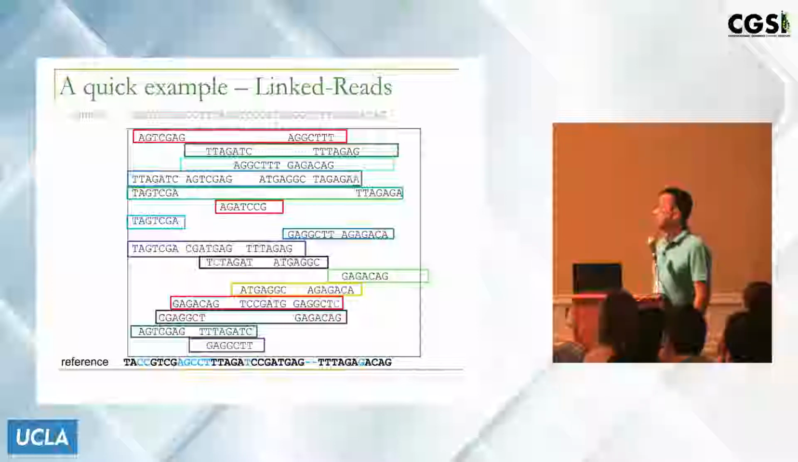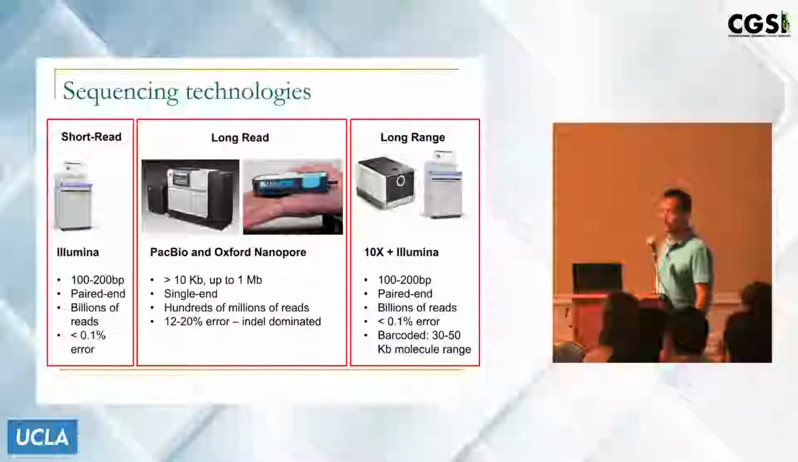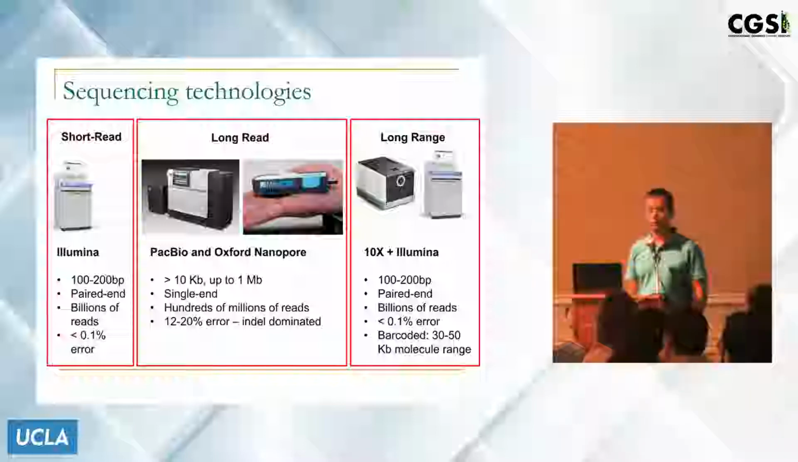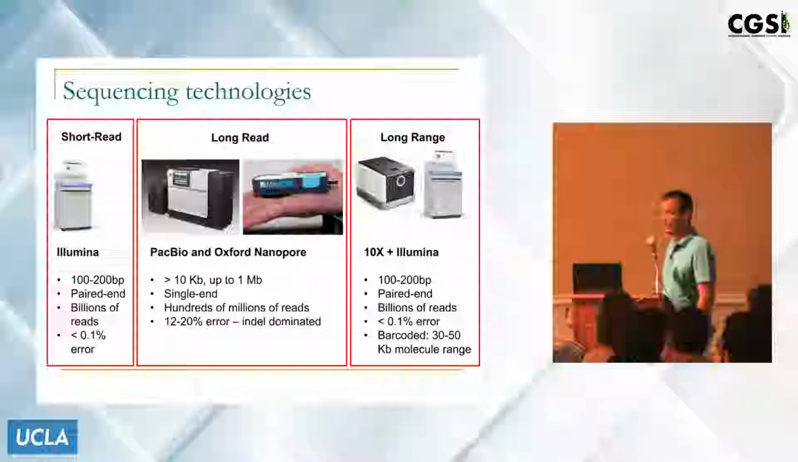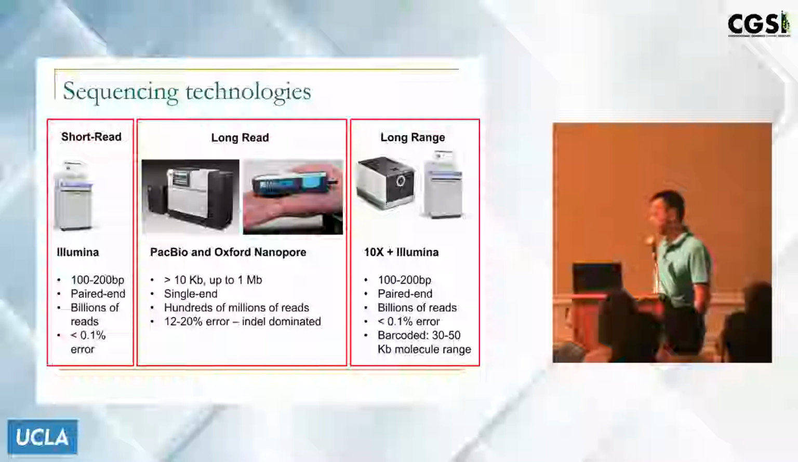So back to those sequencing technologies, we have the short read sequencing technology, Illumina. They produce short reads, paired end. We have billions of them. They are relatively very accurate. We have the long read ones that can be up to a megabase with nanopore, but they are single end, indel dominated, with a lot of errors. And the long range sequencing, which is the linked read technology, is offered by 10x. It is an addition to the Illumina platform, therefore the sequence properties are the same, but we have extra information of this range.